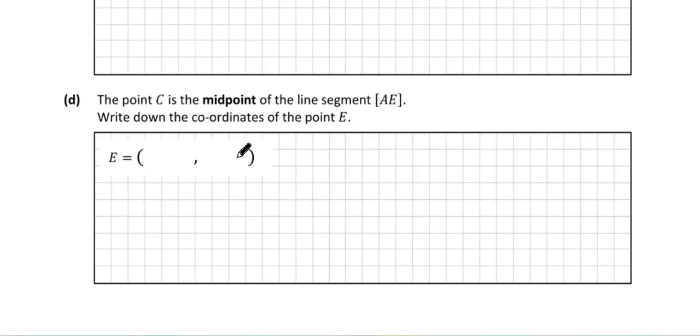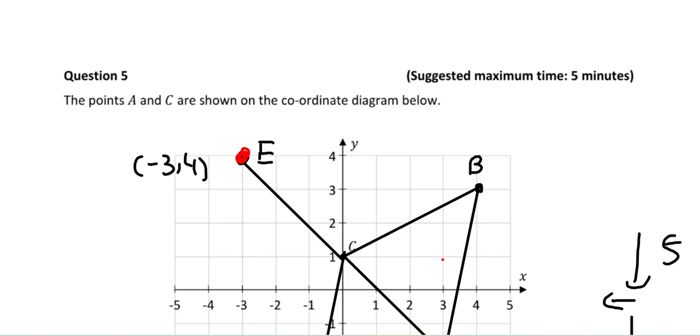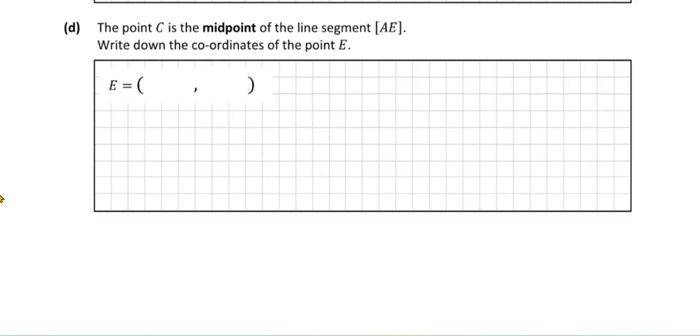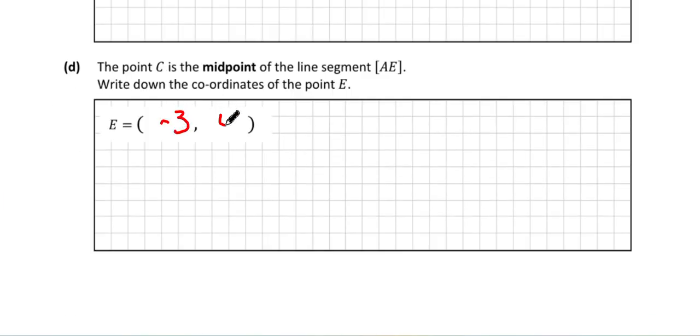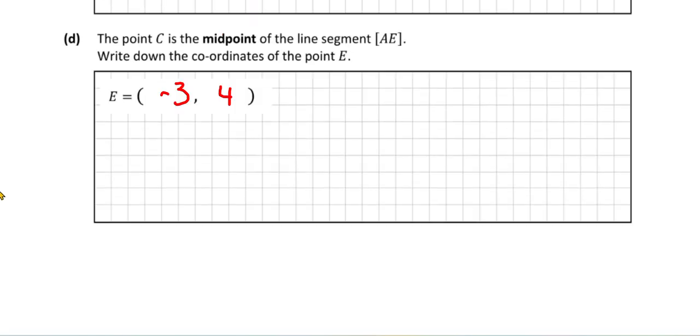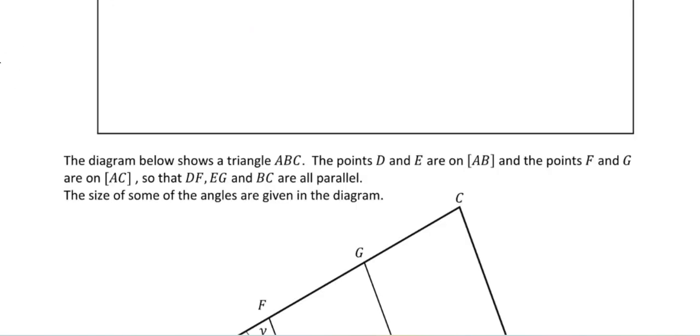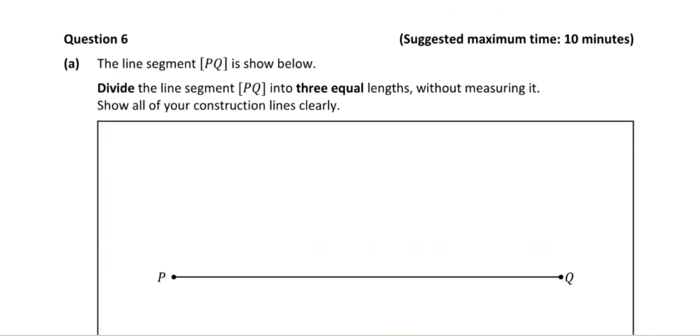Okay, what do we say C was again? (-3, 4). Okay, is that the end of that? There's nothing left. Okay, we're all going on to the next one.